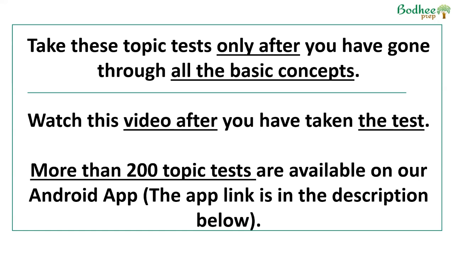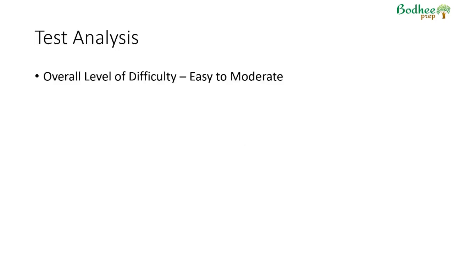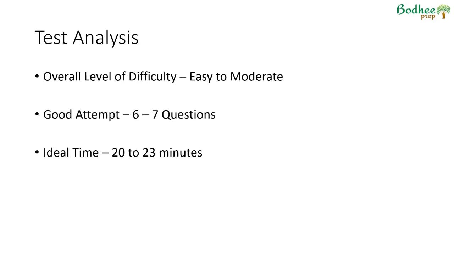This video is about the topic circles, and this is the first set test on the set topic. Overall, the test was easy to moderate level of difficulty, and about 6 to 7 questions would be required to get a high 95 plus percentile. The attempt time for this test will range somewhere around 20 to 23 minutes to get the 6 to 7 questions that we need correct.